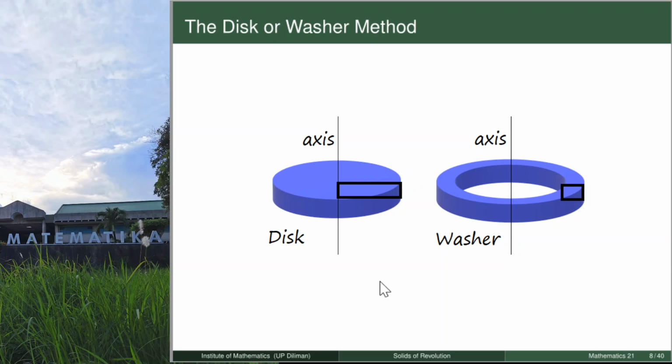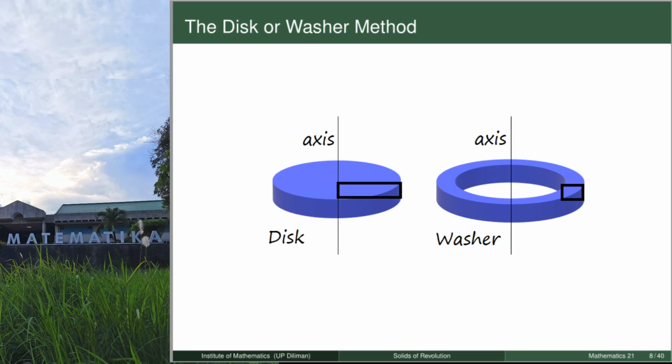Notice that a disk is simply a thin, right circular cylinder. Meanwhile, a washer is a disk but with a hole in the middle. So that's a basic difference between a disk and a washer. Notice that there are rectangles here in the picture. This shows that the disk and the washer can be formed by revolving those rectangles about the axis of revolution, similar to what we have done in our previous pictures.